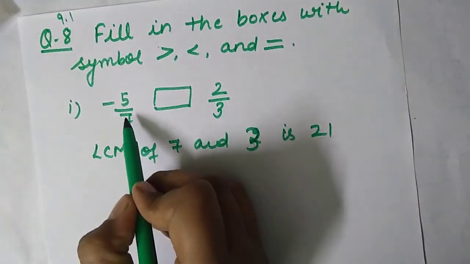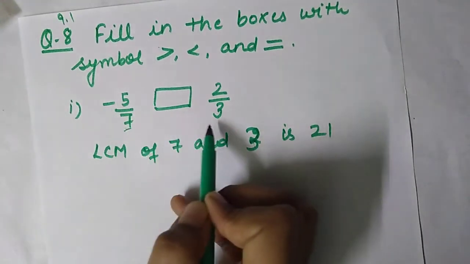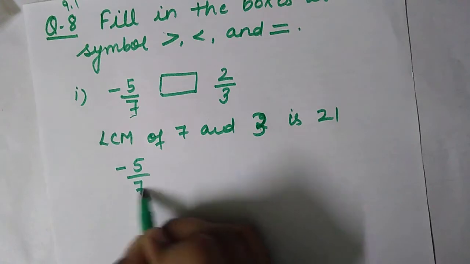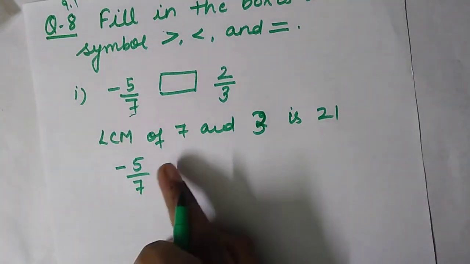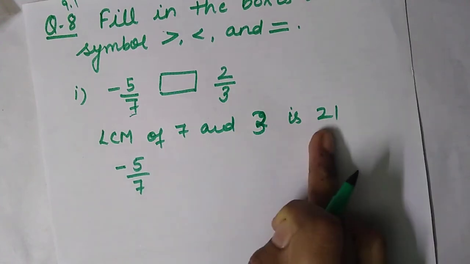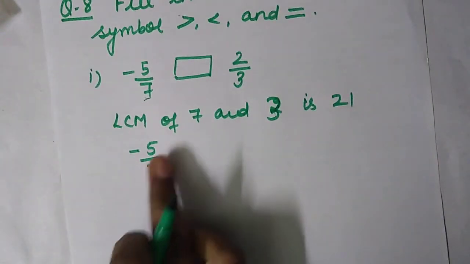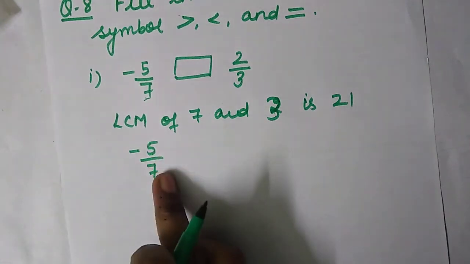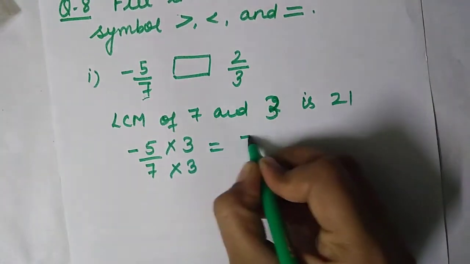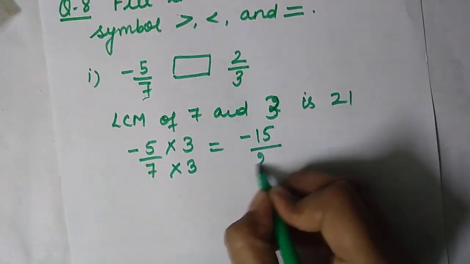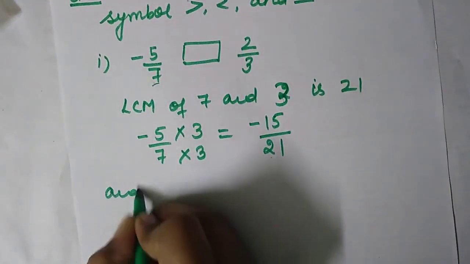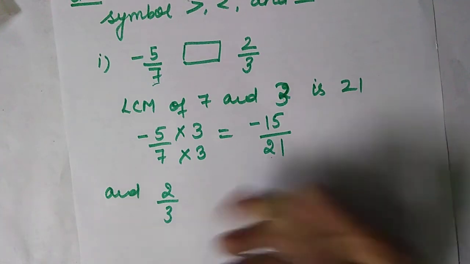Now you have to make the denominator of each fraction equal to the LCM. So this is the first fraction, minus 5 by 7. By which number do you have to multiply the numerator and denominator so that you get the denominator equal to 21? For that you have to multiply the numerator and denominator by 3. So it is minus 15 by 21. This is your first fraction. Okay, second one, 2 by 3.